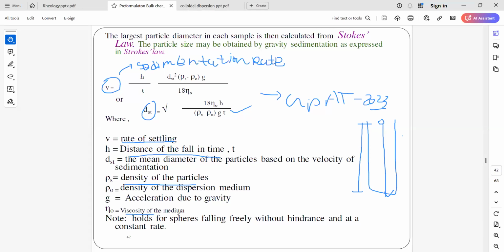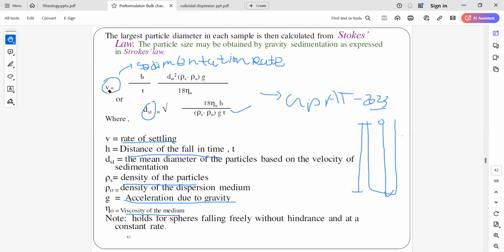Okay, N is the viscosity of the medium, and G is the acceleration due to gravity, that is the gravity constant, right? Now, why am I discussing these terms? Because they will ask you questions from this. They will give you an equation and ask about these terms: what is the meaning of DST, what are rho s, rho g, rho zero, what do you mean by V? Or they will ask you the equation as well as these terms.